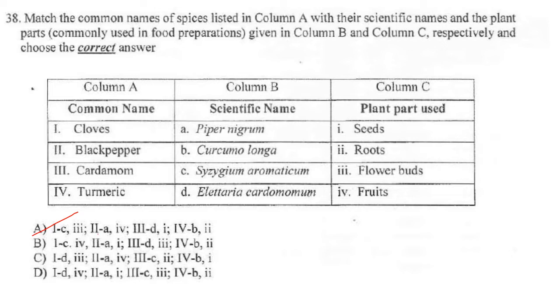2, 4. Then 3, cardamom. Elettaria cardamomum, that is D, and seeds are used. 1. And turmeric 4, it is Curcuma longa and so it is B, and the part that is used is roots. So 2. So the answer is option A, that is 1 C3, 2 A4, 3 D1, 4 B2.